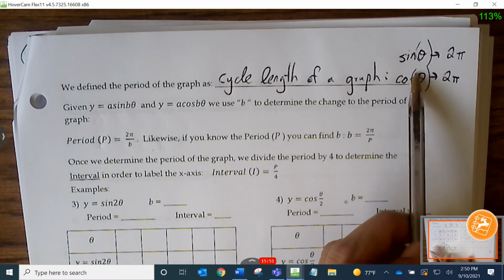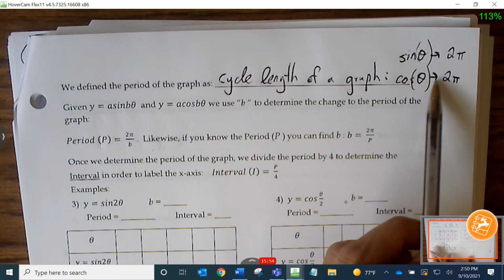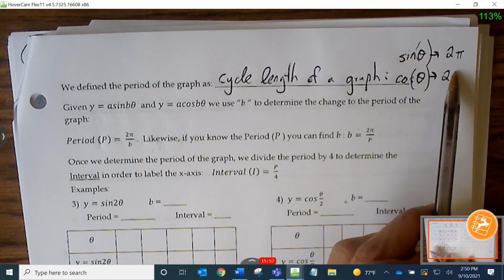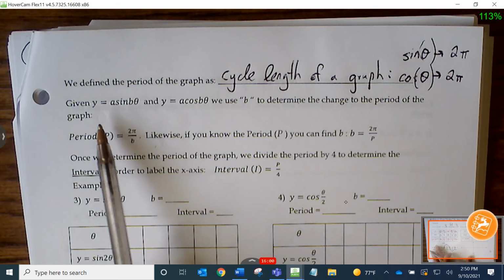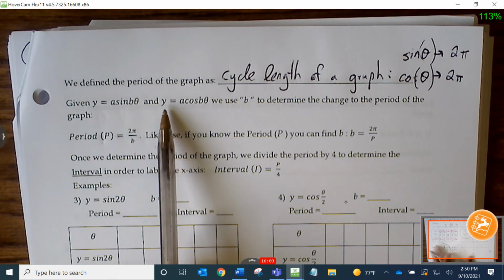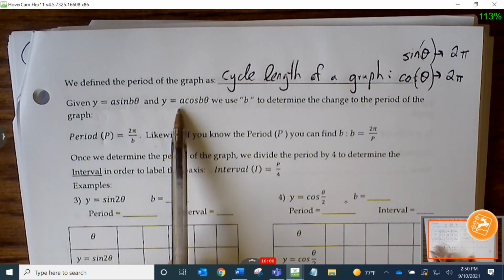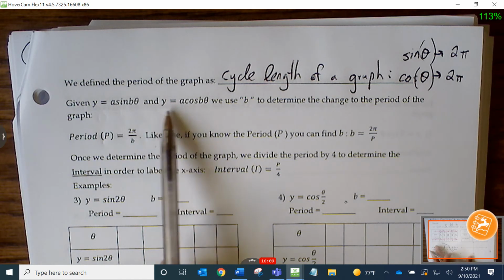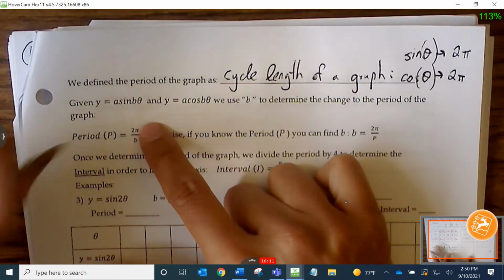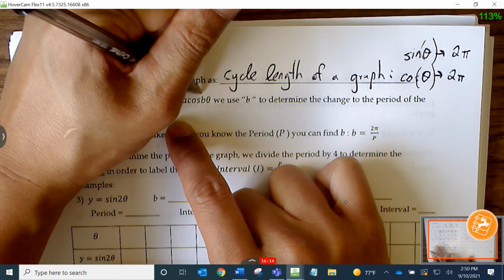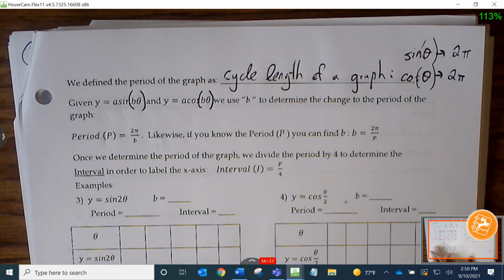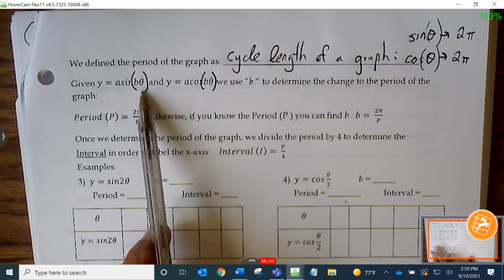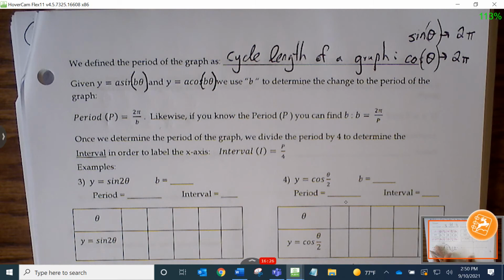Now, as the number in front of theta changes, that is going to force a change in the length of our cycle. Okay? So, given y equals a sine of b theta and y equals a cosine of b theta, we know what the effect of a is. The a is going to stretch the graph vertically, but that b value is going to end up causing a shift in the length of our cycle. So if you guys can put a parentheses around the b theta, that's just a reminder that it's not sine times b times theta, it's sine of b theta. So that b and theta are clearly inside the sine and cosine function.